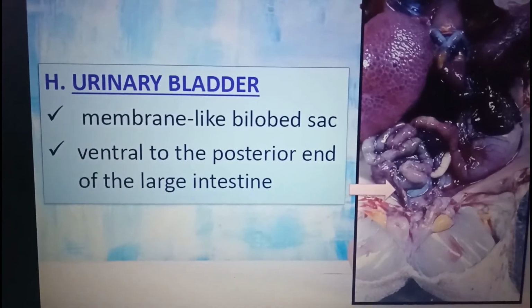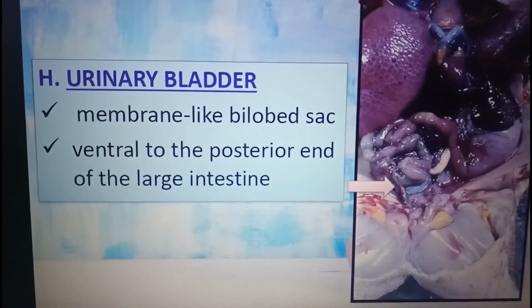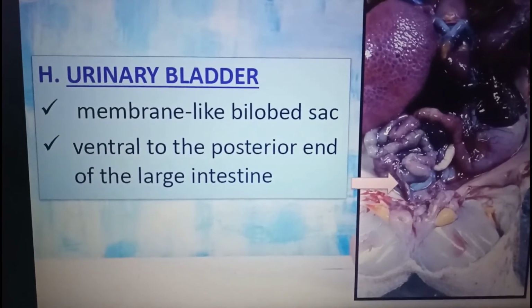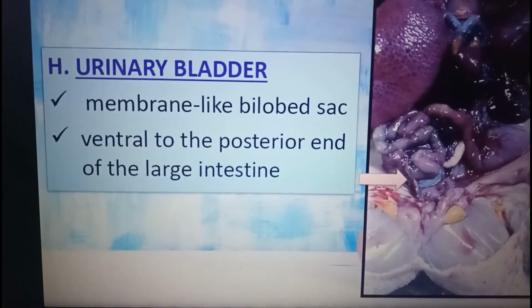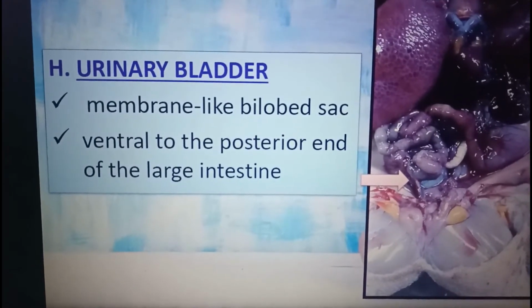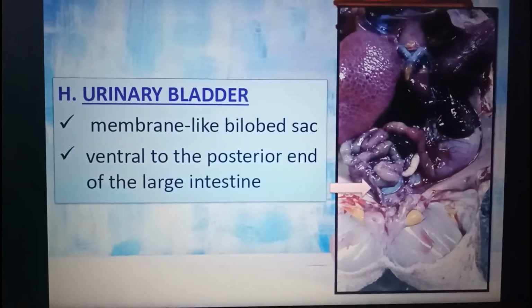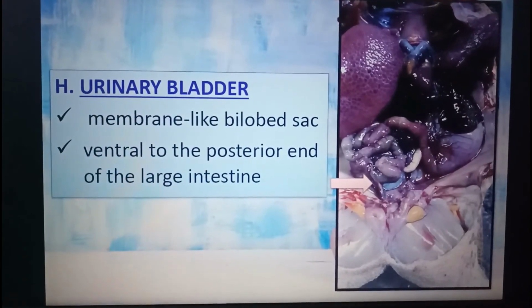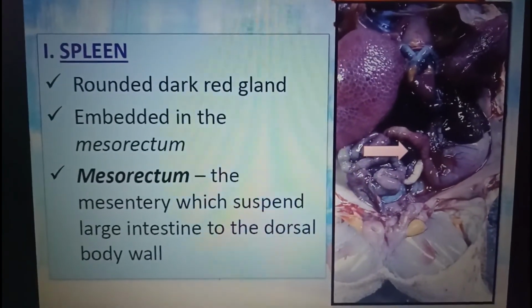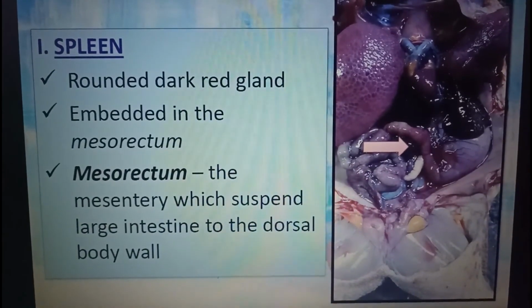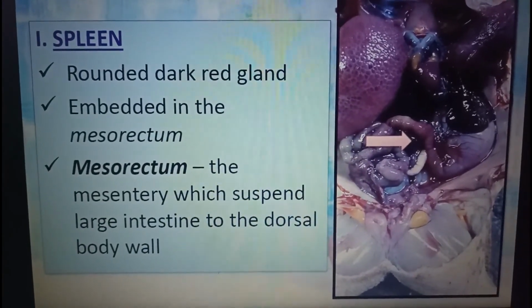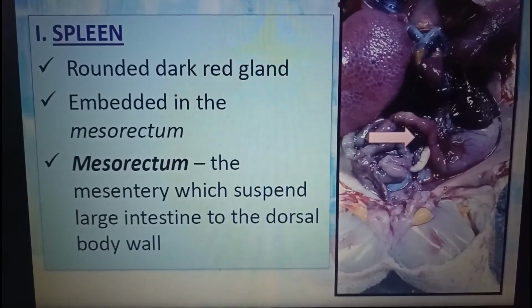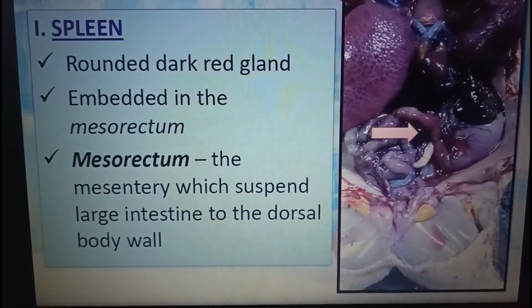Next, the urinary bladder is a membranous bilobed sac ventral to the posterior end of the large intestine. So the urinary bladder is part of the renal system. Next, we have the spleen. The spleen is a rounded, dark red gland embedded in the mesorectum. So the mesorectum is the mesentery which suspends the large intestine to the dorsal body wall.